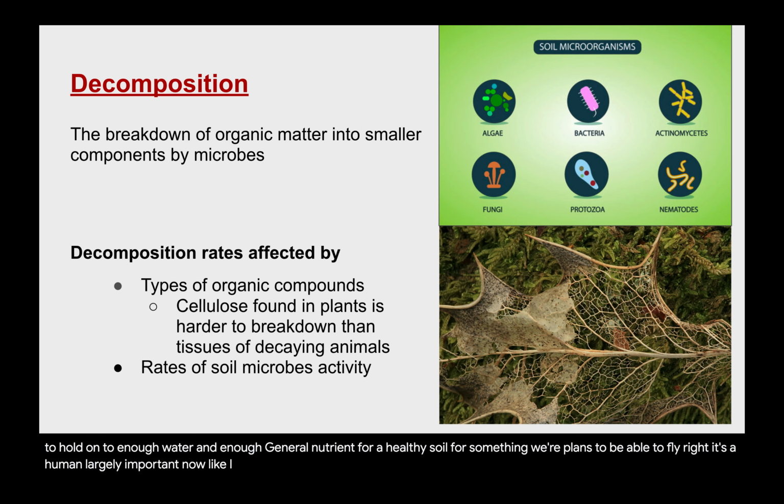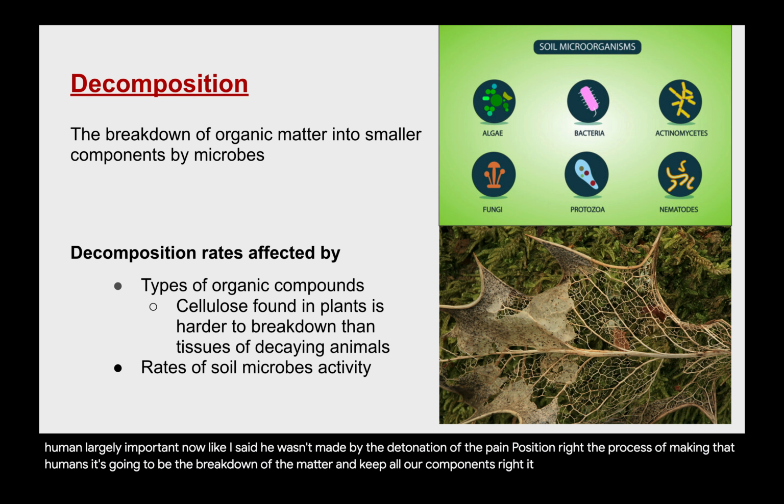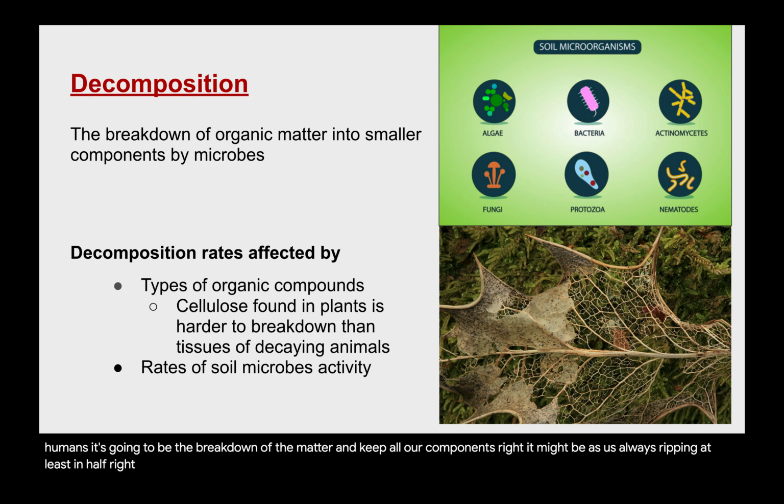Now, like I said, humus is made by the decomposition of decayed matter, so made from that detritus. The process of making that humus is the breakdown of organic matter into smaller components. It might be as small as ripping a leaf in half, and it might even be as microscopic as breaking it down into the basic constituents of that leaf, the molecules that make up the leaves.